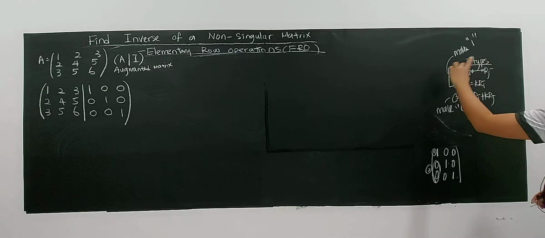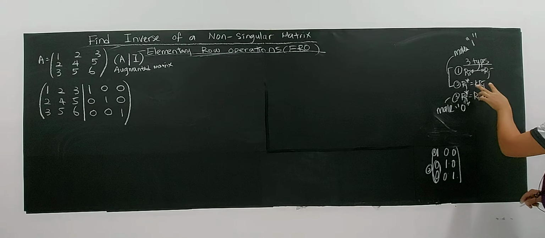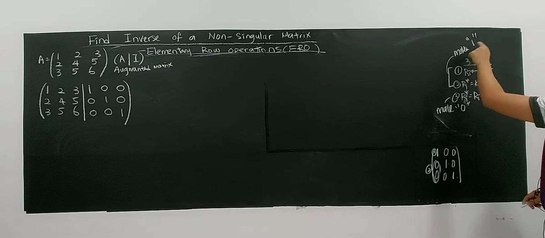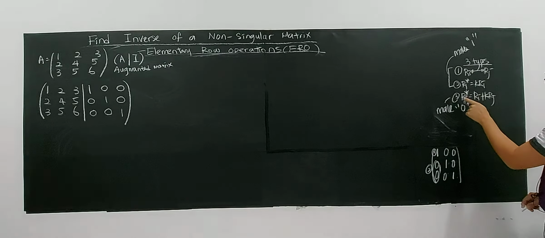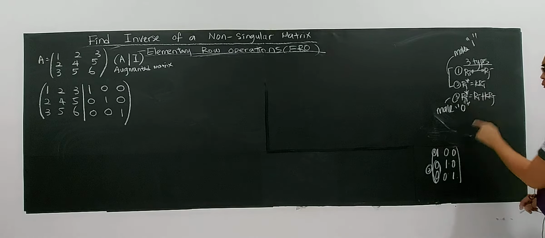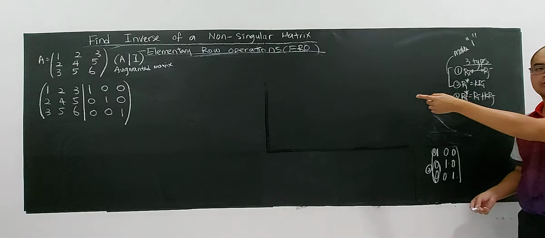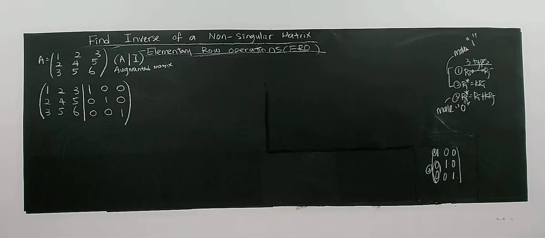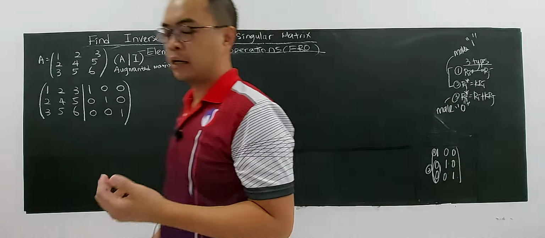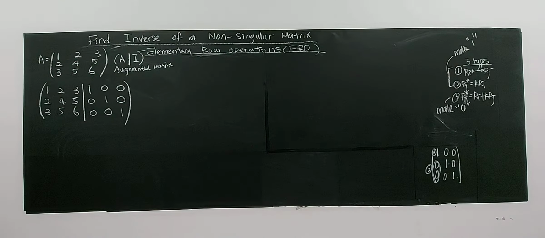Remember, the first two operations, interchanging and multiplying by something, are used when you want to make something become 1. If you want to use the third operation, you must make something become 0. Maybe you don't understand what I mean now, right? So you have to follow the flow here. Okay, let's see what I'm going to do.